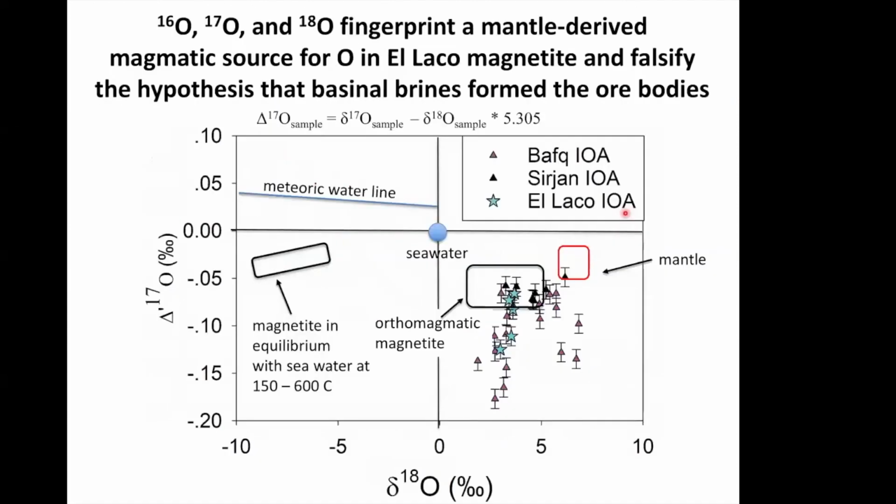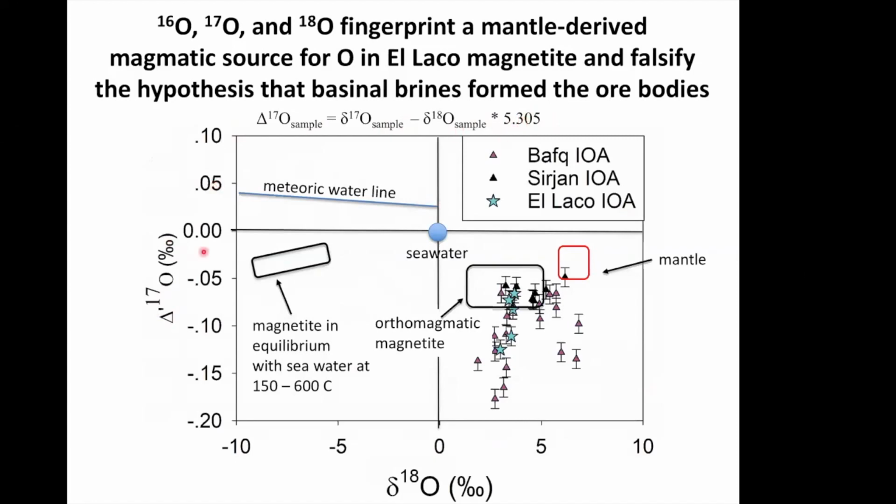We've also recently measured oxygen-17 in these samples. Oxygen-17 is the least abundant of the 3 stable isotopes of magnetite. The equation up here is how you calculate this value over here for cap delta 17. The reason we have this little apostrophe or prime here is because of the slope we're using, 5.305.